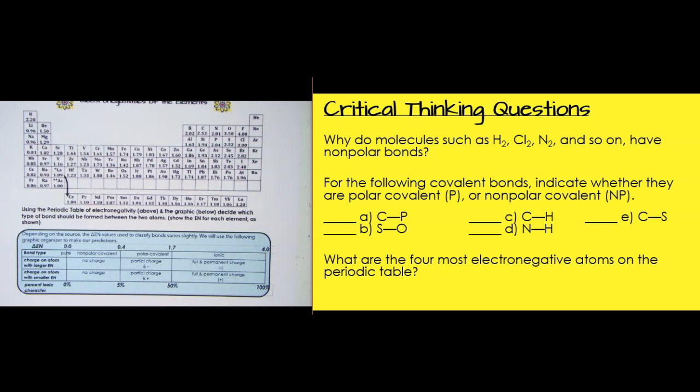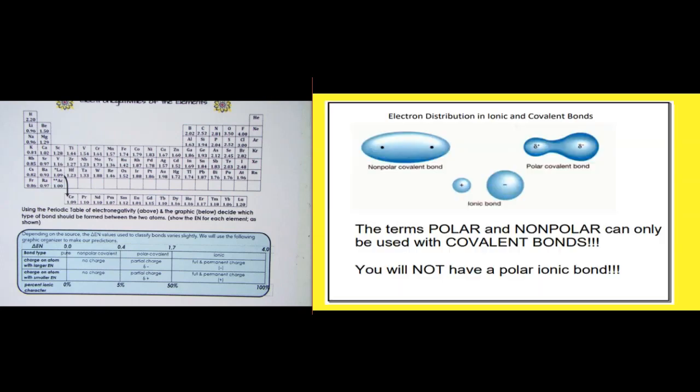Make sure you stop and actually indicate whether those bonds in the middle, A through E, are polar covalent or non-polar covalent just by taking the difference in electronegativity of the materials that are listed, carbon and phosphorus, etc. And then the 4 most electronegative. All you gotta do is look at a periodic table to figure that out.